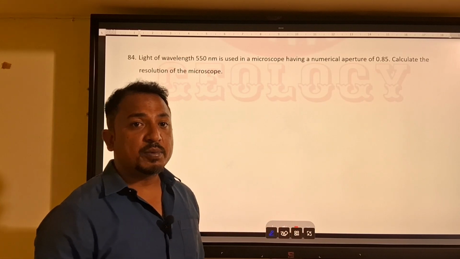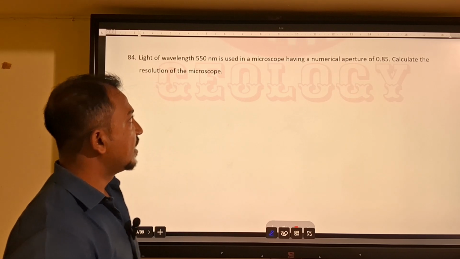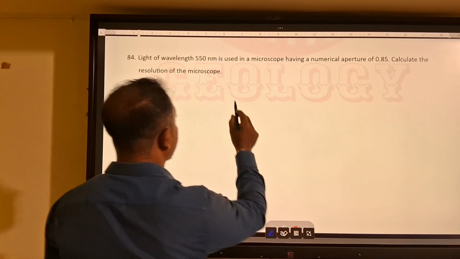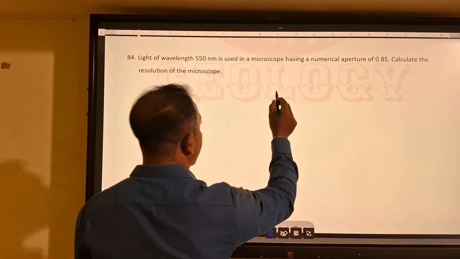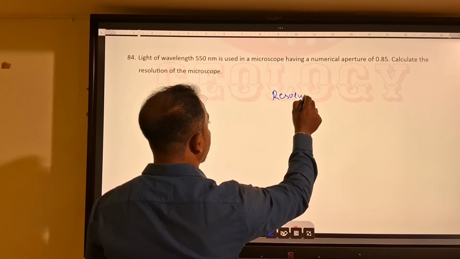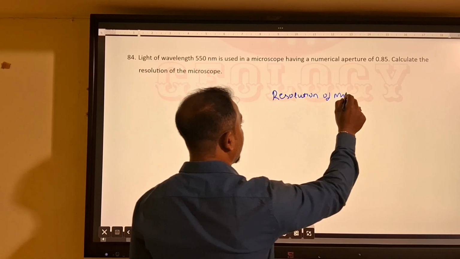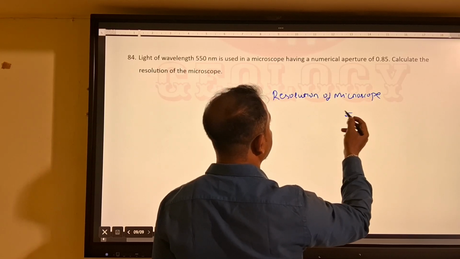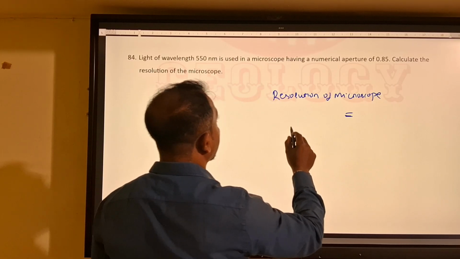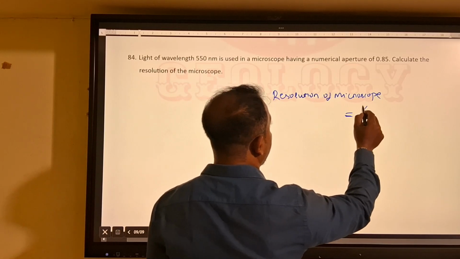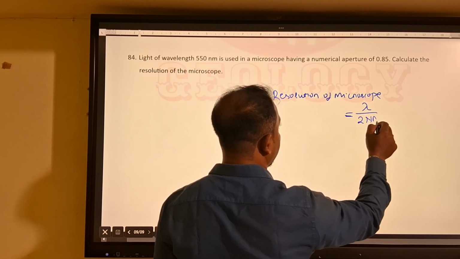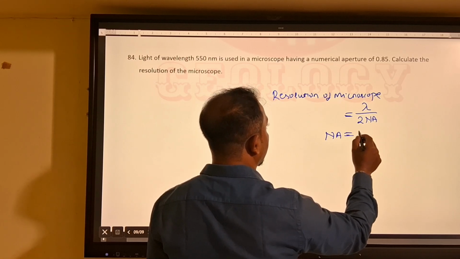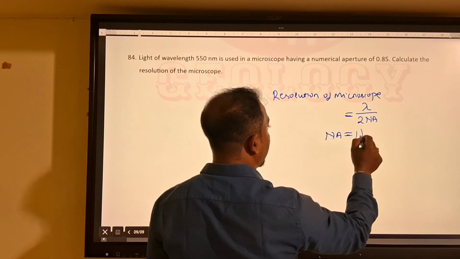So next comes another type of problem. It is from your previous year question. It is asked about numerical aperture, which is related to the resolution of the microscope. So resolution of microscope will be lambda by 2 NA, where lambda is wavelength and NA is your numerical aperture.